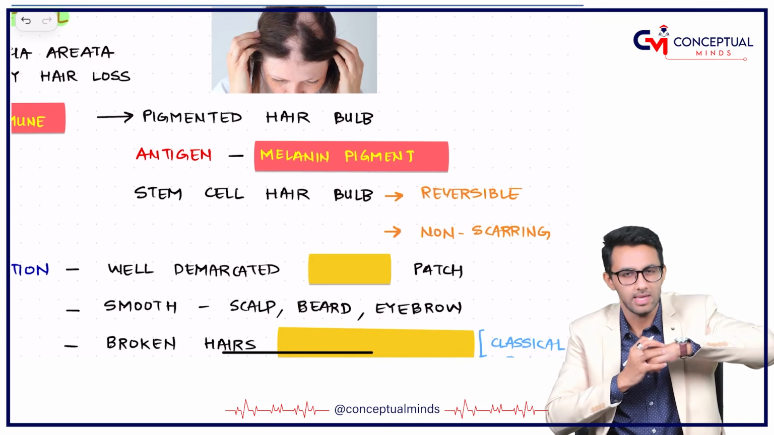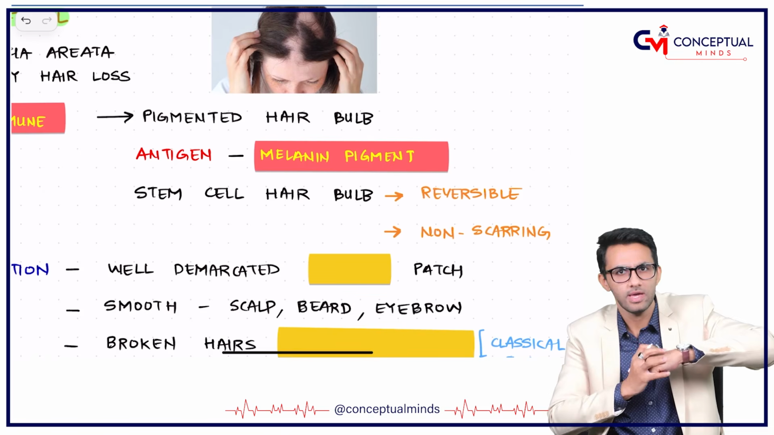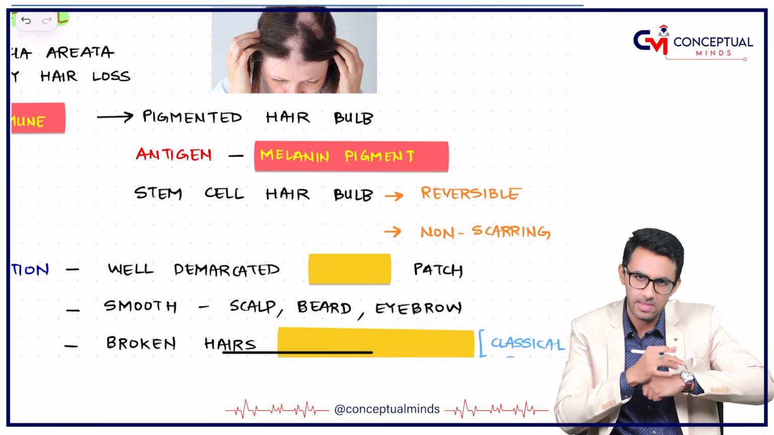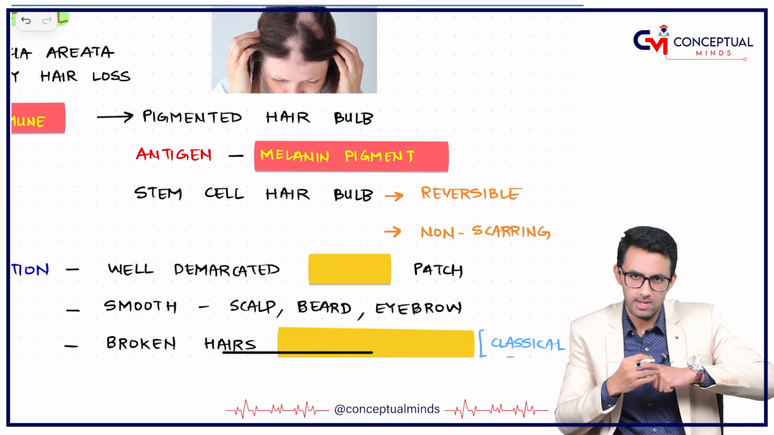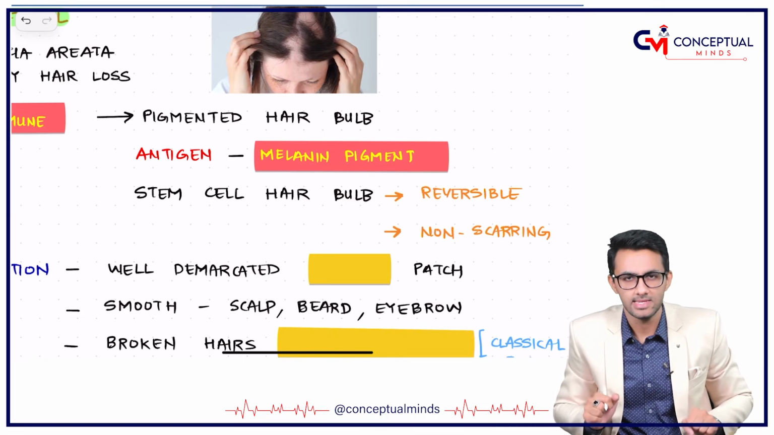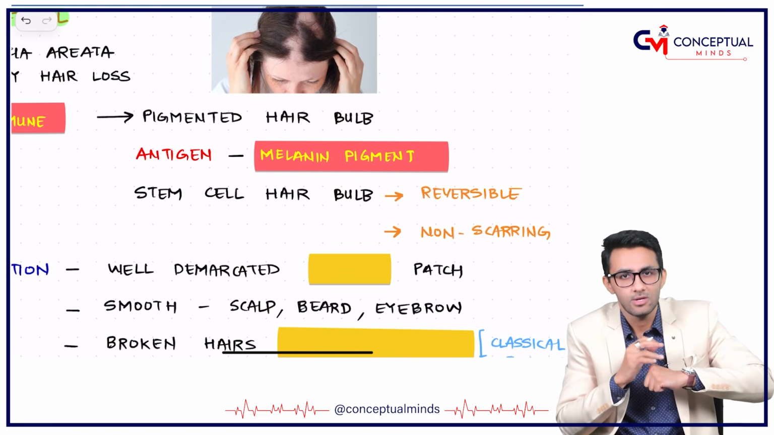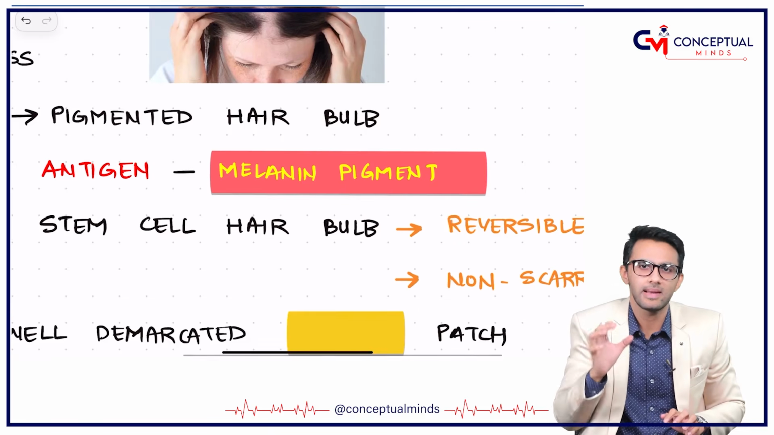That part is known as the hair bulge. That part has stem cells. If that stem cell is damaged for any reason, we will have scarring alopecia. But in this, what is the antigen? Tell me, who is the antigen here? Is the stem cell the antigen? No, the antigen is the melanin. You see right here, the melanin pigment is the antigen.